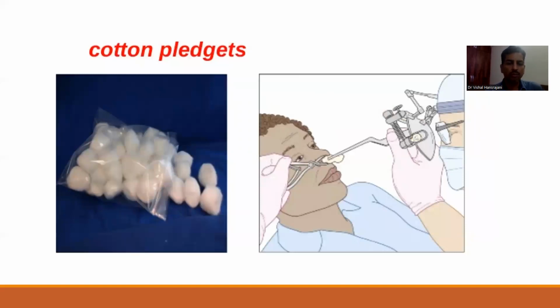There are also some cotton pledgets available. They are very small in size, and we can just put them in with the help of bayonet shaped forceps. If the bleeding is from the anterior aspect, then definitely a small pledget from both sides of the nasal cavity will stop the bleeding.